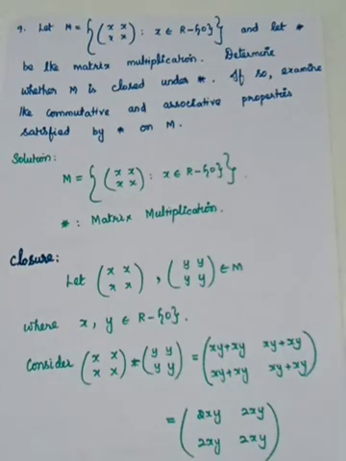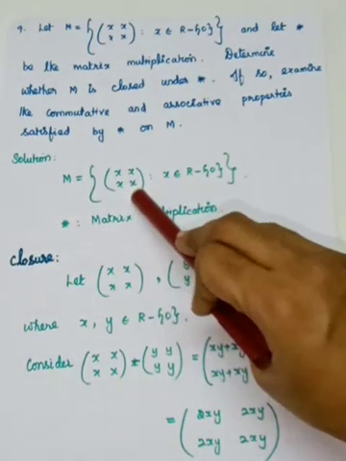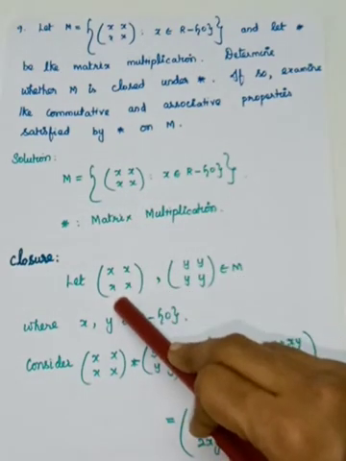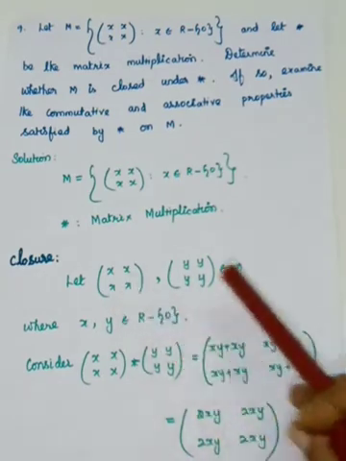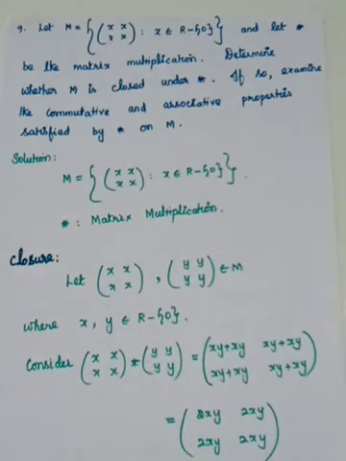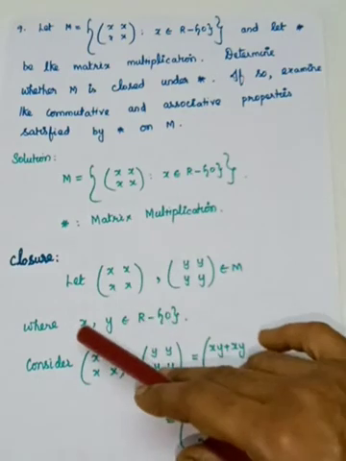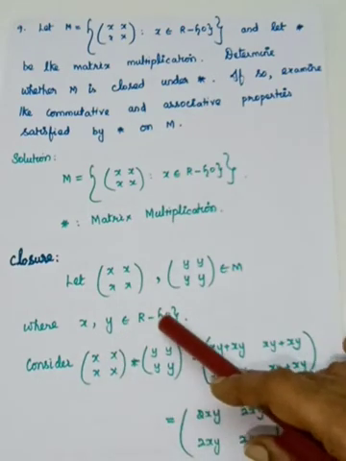So closure means what you have to do? You have to take two elements from the set. M is the set having 2 by 2 matrices as elements. So the first element is the matrix x, x, x, x, and the second element is y, y, y, y. Both matrices belong to M. If so, the entries x and y, how are they? They are non-zero real numbers.